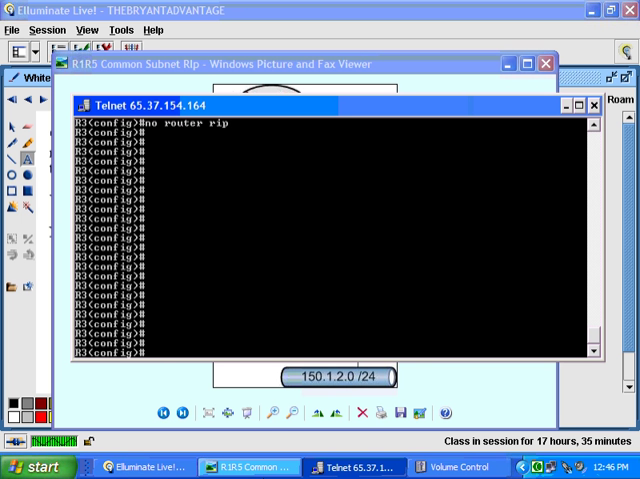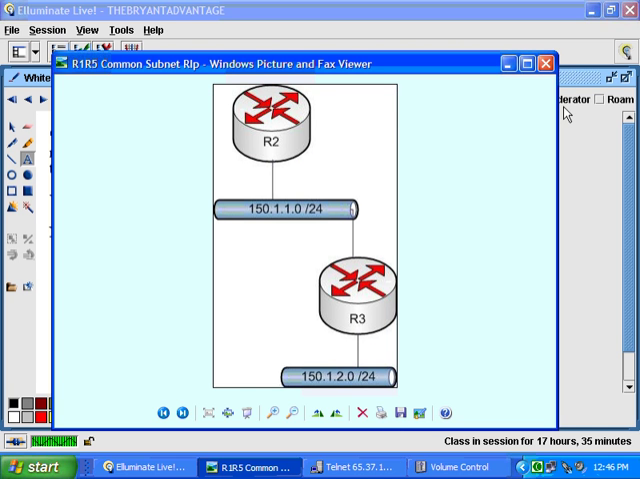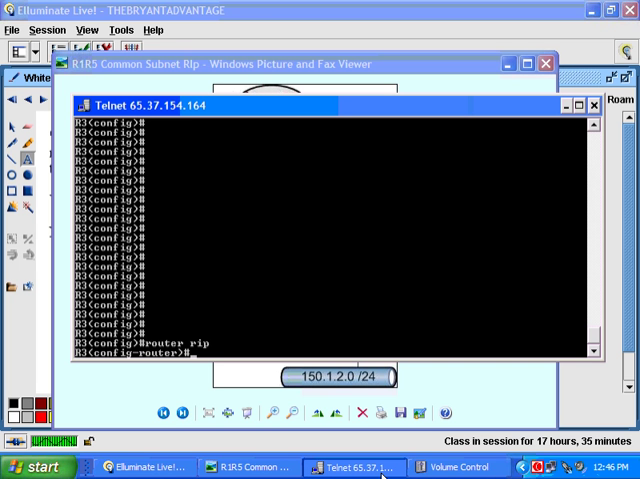And here we have router 3 in this scenario. And again, routers 2 and 3 are connected via 150.110, and router 3 has actually a loopback that I configured here in 150.120. And what we want to see is what happens with RIP.